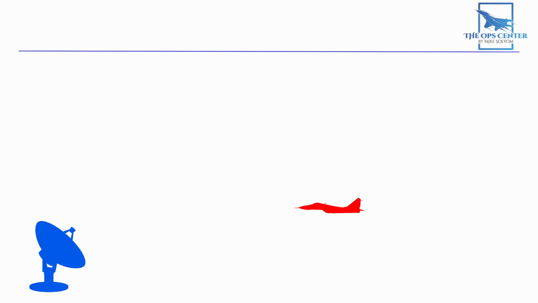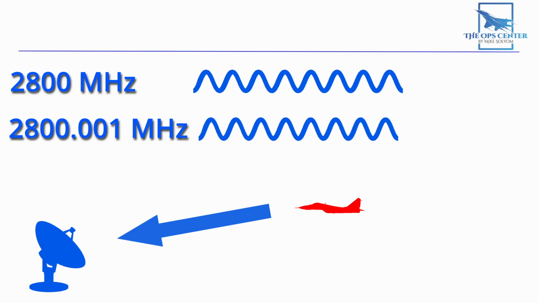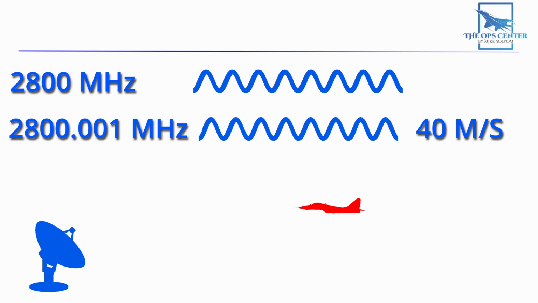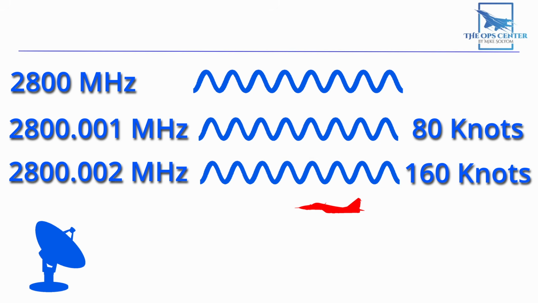Here's an example. An S-band radar can send out waves at a frequency of 2800 MHz. If those waves come back 1 kHz higher, then we know the target is closing with the radar at a speed of 40 meters per second, which is about 80 knots. And if it was 2 kHz higher, then it would be closing at 160 knots. A lower frequency would mean the target is moving away. So if you can measure the difference in frequency, you can determine the target speed.